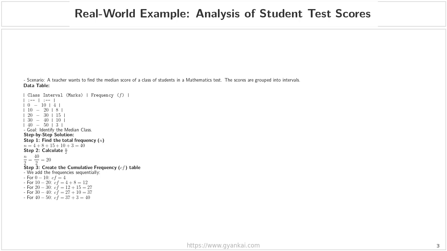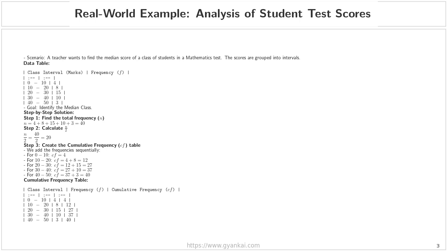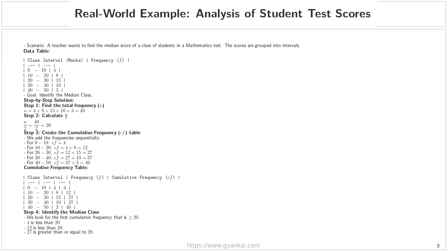27. For the 30 to 40 interval, we add 10 to 27, resulting in 37. Finally, for the 40 to 50 interval, we add 3 to 37, which brings our total back to 40. If you look at the completed cumulative frequency table on the slide, you can see all these values clearly laid out. Step 4, now we locate the median class.